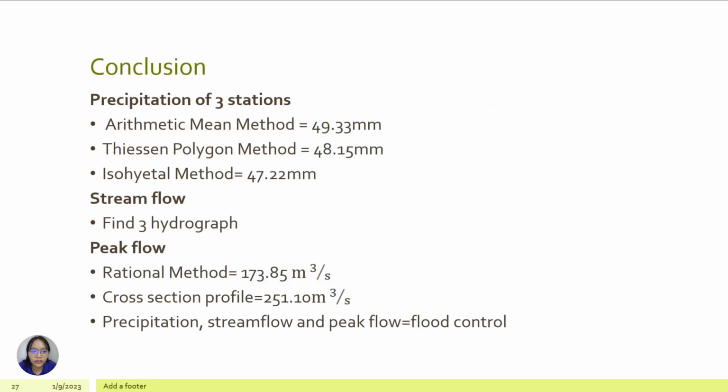For conclusion, the calculated precipitation of 3 stations using the arithmetic mean method, Thiessen polygon method, and isohyetal method are 49.33 mm, 48.15 mm, and 47.22 mm respectively. Rainfall in this project is used to find 3 hydrographs. The calculated peak flow using the rational method and cross-section profile are 173.85 m³/s and 251.10 m³/s respectively. Precipitation, streamflow, and peak flow are important in flood control. Thank you.